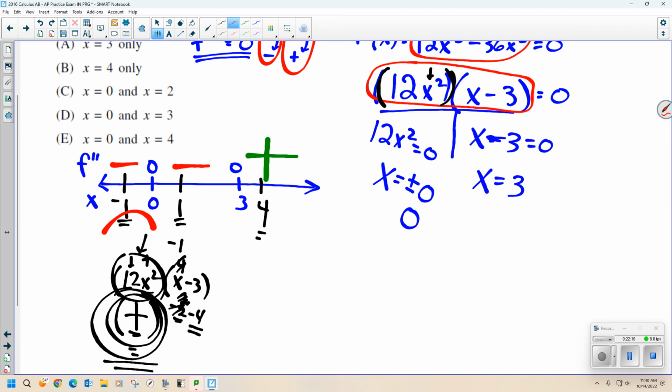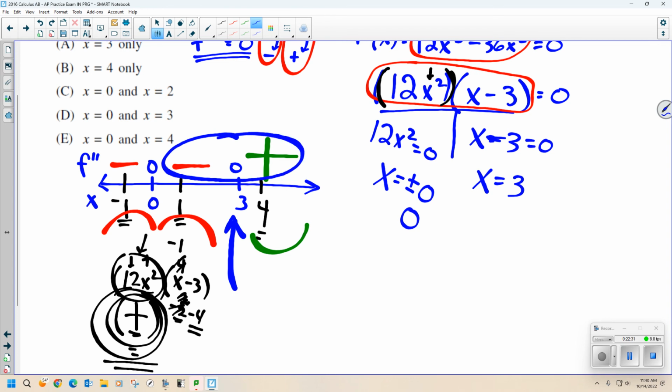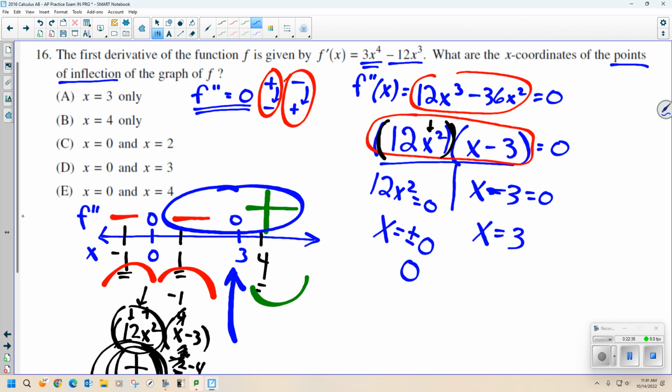An inflection point, well, actually, where the second derivative is 0, but then it continues to be sad, and then it gets happy here. So at this point, at 3, that's an inflection point. That's where I change from negative to positive. All right? So only at 3, which I believe is choice A, and there you go.